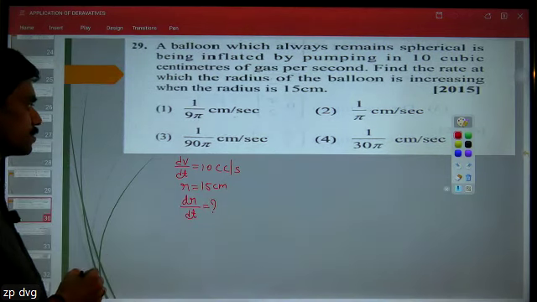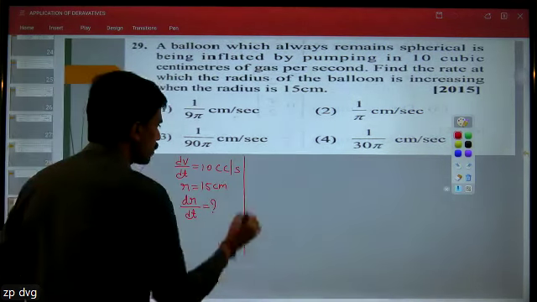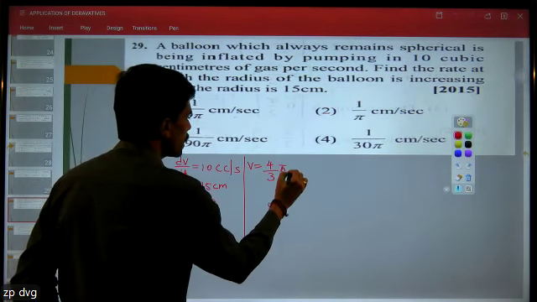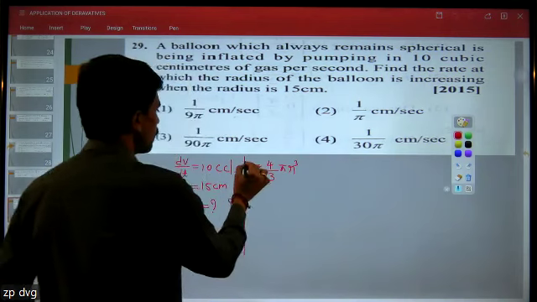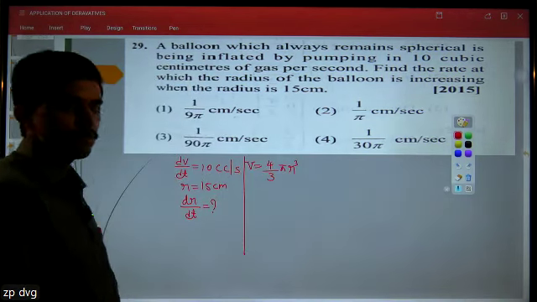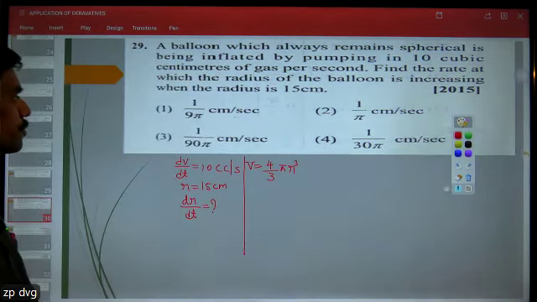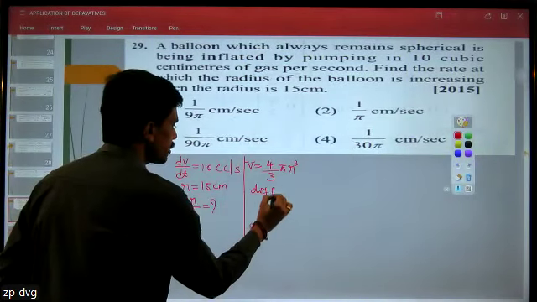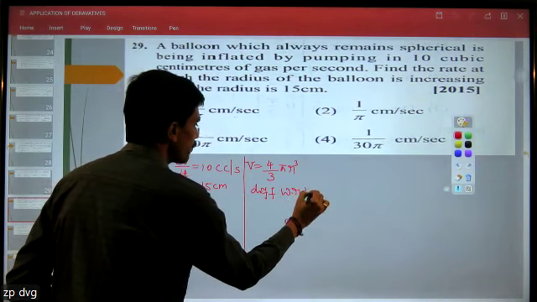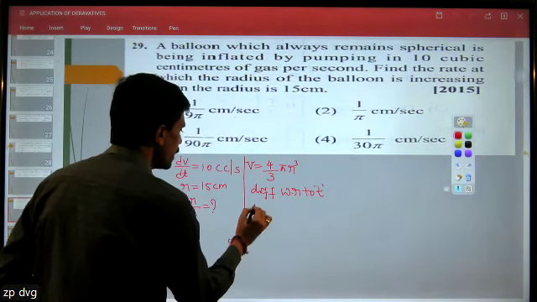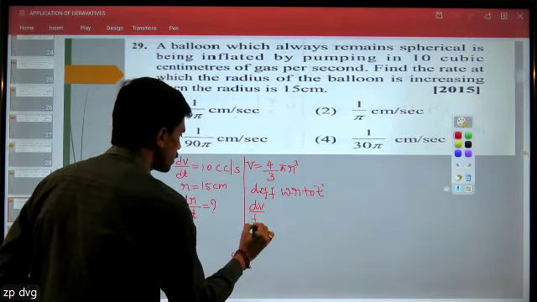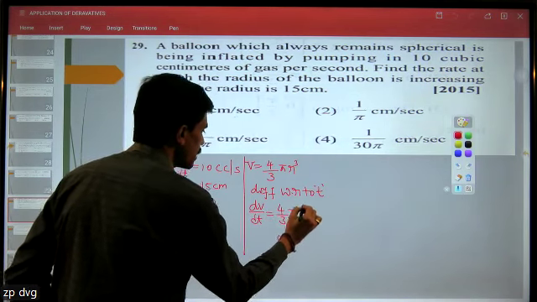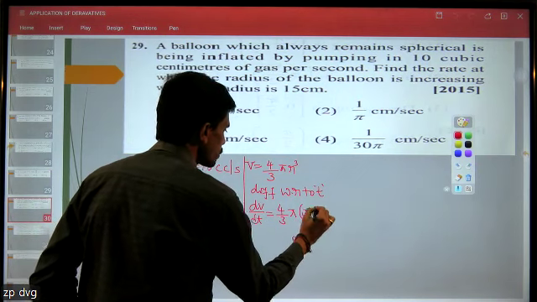For this, we have to use the formula V equal to 4 by 3 pi r cube. That is the volume of sphere formula. So differentiate with respect to t, we get dV by dt is equal to 4 by 3 pi constant. The derivative of r cube is 3r square.